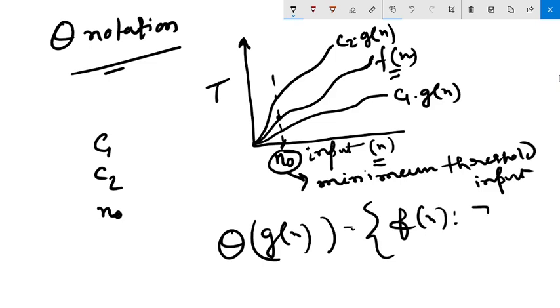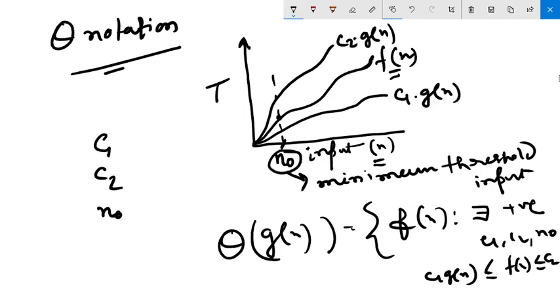There exist positive constants c1, c2 and n0 such that c1 gn should be less than or equal to fn, and fn should be less than or equal to c2 gn. This also has some positive values for c1 gn; it should not go below the x-axis of the graph. This should hold for all n greater than or equal to n0.